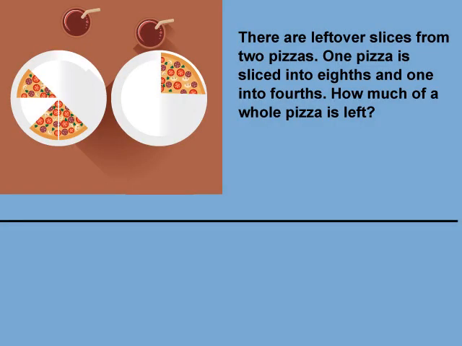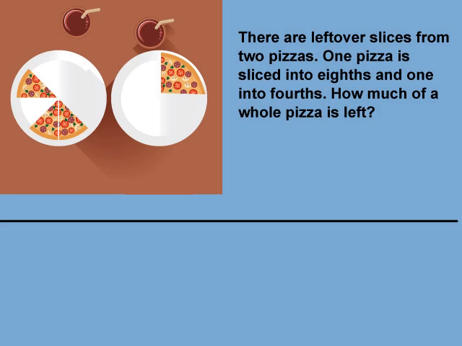There are leftover slices from two pizzas. One pizza is sliced into eighths and one into fourths. How much of a whole pizza is left? The pizza on the left has 3 slices, and this is the pizza that's sliced into eighths. So there is 3/8 of a pizza. On the right, there is 1/4 piece.